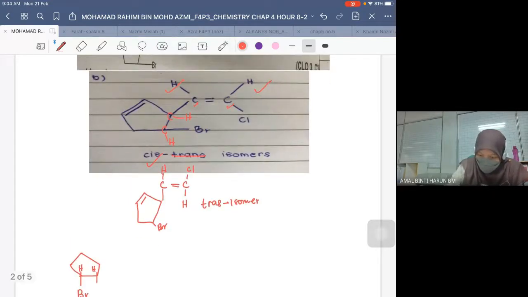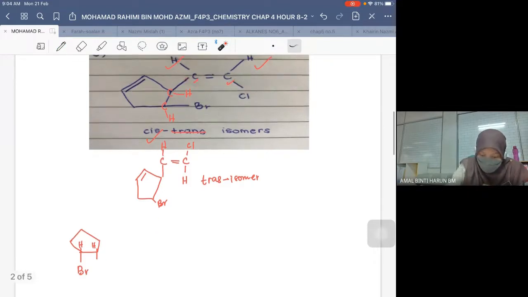Next is this ring. This group. The whole of this group. Okay. C, and then we have H double bond. The other one is CHEL. Ada double bond. 1, 2, 3. Ada double bond kat sini.